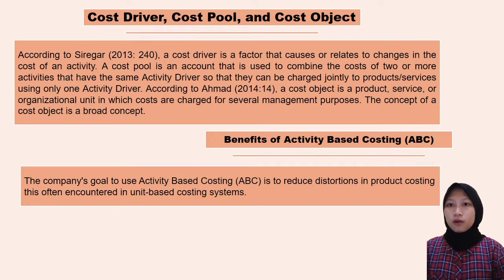The concept of a cost object is a broad concept. Benefit of activity-based costing. The company's goal to use activity-based costing, or ABC, is to reduce distortions in product costing that is often encountered in unit-based costing systems.